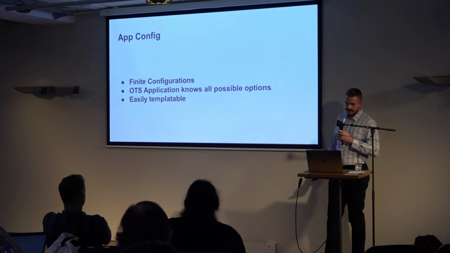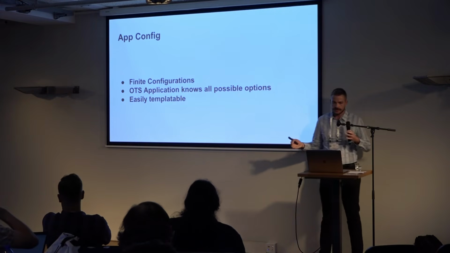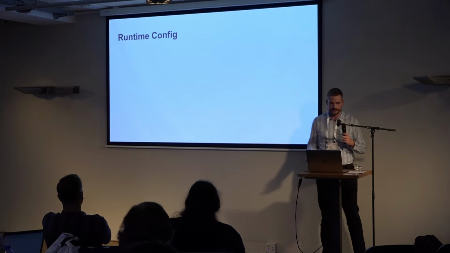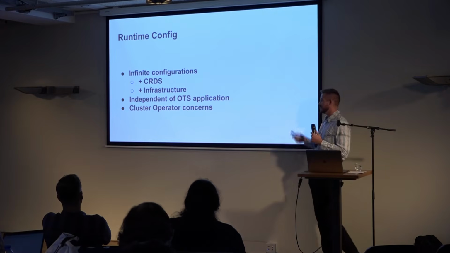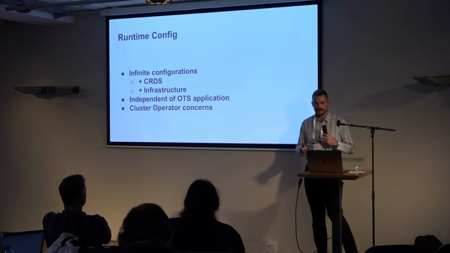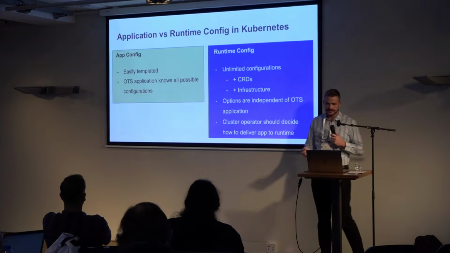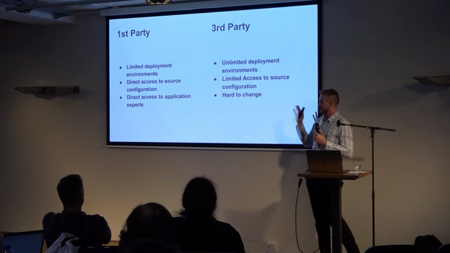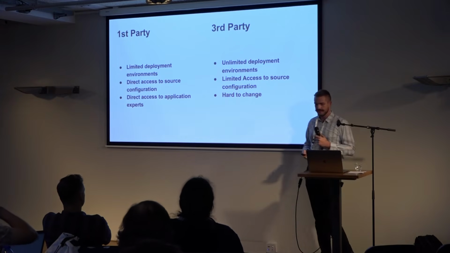So these are all mixed together, and app config, again, is finite configurations. The app maintainer knows all the possible combinations, and it's easy to template. It's perfect for something like Helm. The runtime side, you've got infinite options, you've got CRDs, you've got infrastructure. It's independent of the application, and it's really the cluster operator's concerns. So you've got these two things. There's this fun little parallel between app and runtime and first party and third party in terms of the limits on the number of environments and all of that.